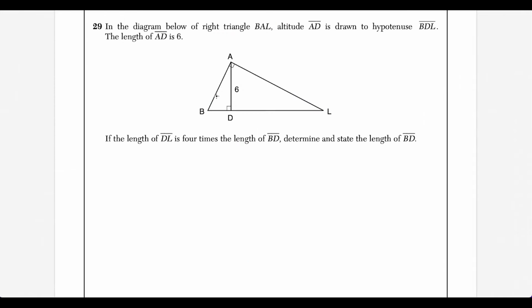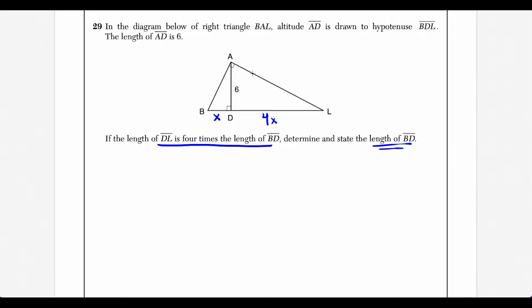Question 29, we have right triangle BAL and altitude AD is drawn to hypotenuse BDL, and we're told the length of AD is 6. Now, this part we're told that DL is 4 times the length of BD. We want to determine and state the length of BD. So this is the actual question. So now if you think about this carefully, if BD is X, DL is 4 times the length of BD. So then this piece over here would be 4X.